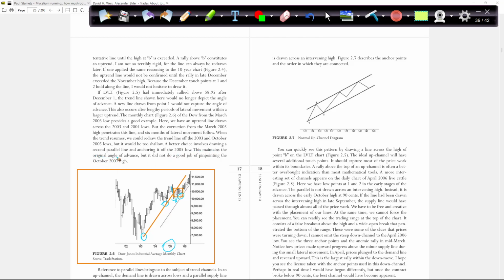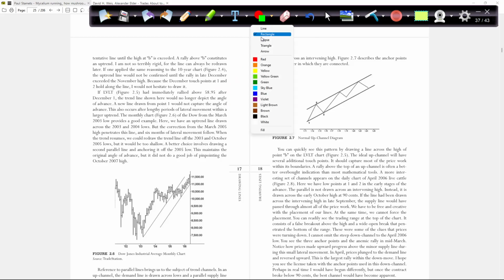This maintains the original angle of advance, but it did not do a good job of pinpointing the October 2007 high. So what it's basically saying is, if we have one angle of advance right here, the best thing would be to redraw it with the same angle of advance touching this low of 2005, so that we capture the same angle of advance.